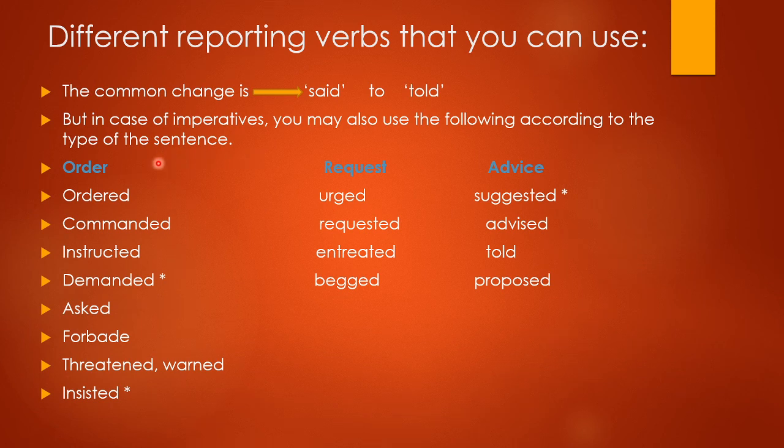Now if it is an order, then we can use ordered, commanded, instructed, demanded, asked, forbade, threatened, warned, or insisted. Here you can see a star in front of demanded as well as insisted, and on this side suggested also. I'll be discussing what it means. Now in case it is a request, we can write urged, requested, entreated, or begged. And in case it is advice, then we can write suggested, advised, told, or proposed. So according to the sentence, we can write these verbs.